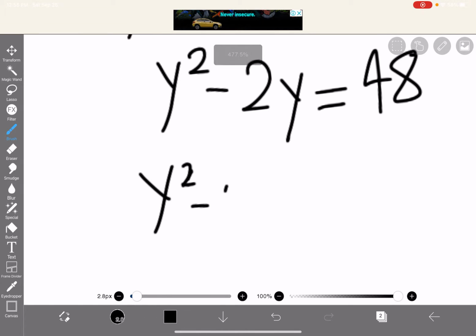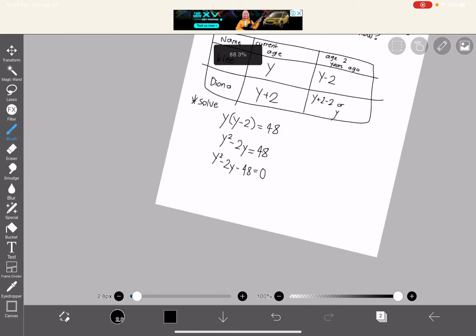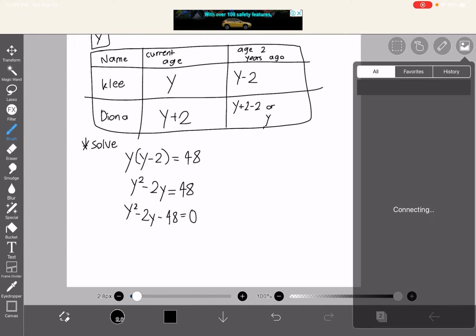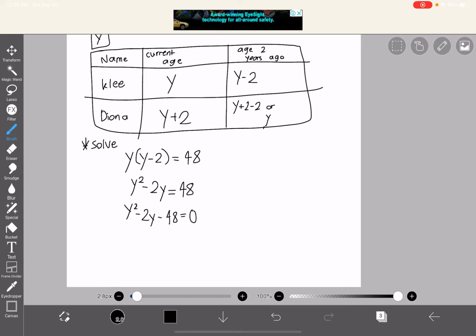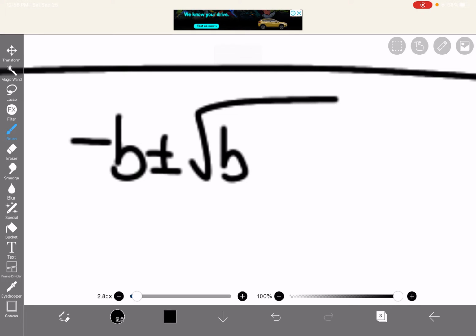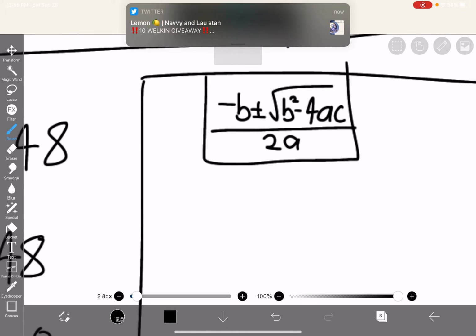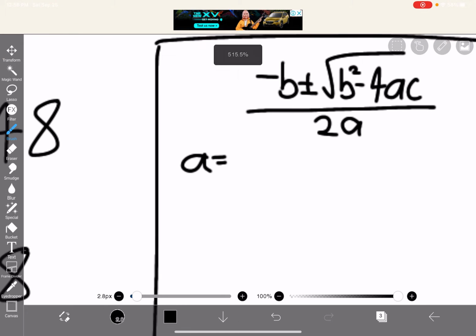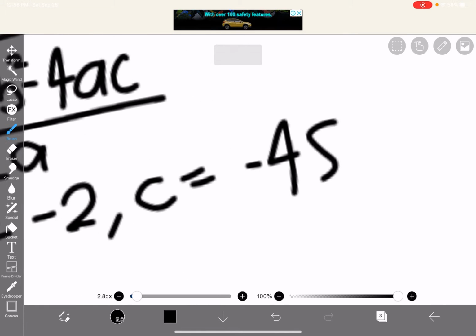Next, we'll be transposing 48 to the other side. So, it becomes negative 48 equals 0. And for this problem, for today, let's solve this using the quadratic formula, since in most of the videos, we seem to only use factoring. So remember, the formula is negative b plus or minus the square root of b squared minus 4ac over 2a. This is the quadratic formula. Let's get the values. A is 1, b is negative 2, and c is negative 48, I'm sorry.